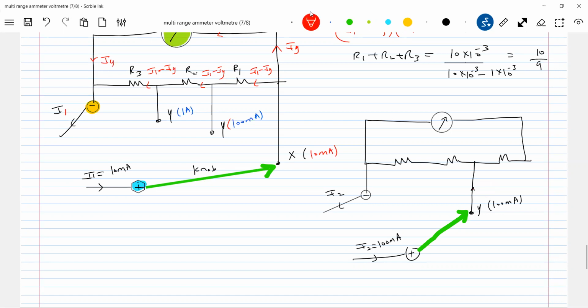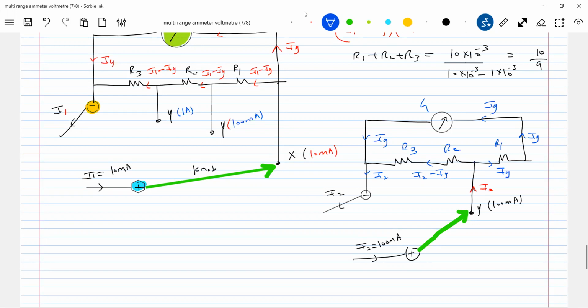The same, I'm not going to disturb the resistances. What were the resistances values? It was R3, R2, this is R1. So this I2, now it will branch out. This has Ig. How much of current here should be? I2 minus Ig. This will be I2.